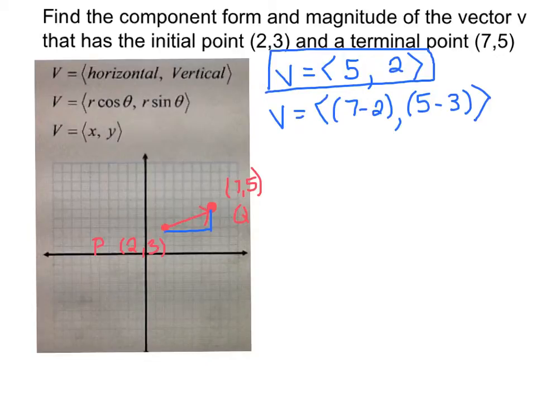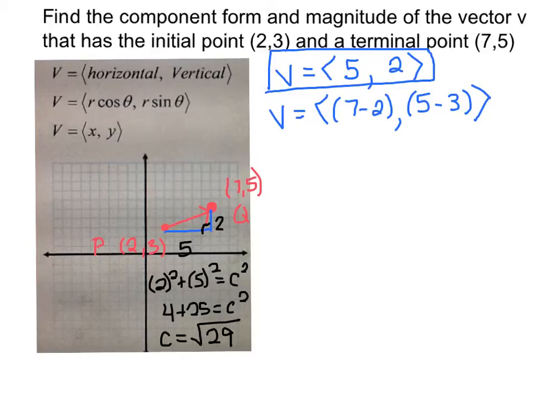Now it also says to find the magnitude. The magnitude is the distance of the vector. So there's a few ways I can find that magnitude. I have a right triangle right here. If I know the horizontal distance is 5 and the vertical distance is 2, by the Pythagorean theorem, a squared plus b squared equals c squared will give me 4 plus 25, which is the c squared. Therefore, c, or the distance of that vector, or magnitude, is the square root of 29. So this distance right here is the square root of 29.